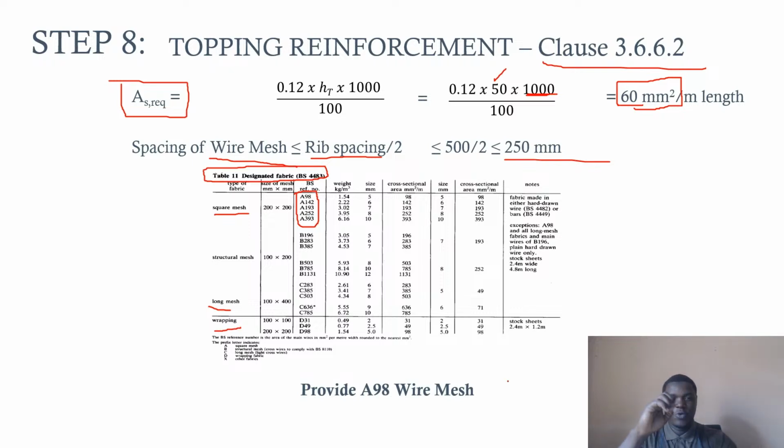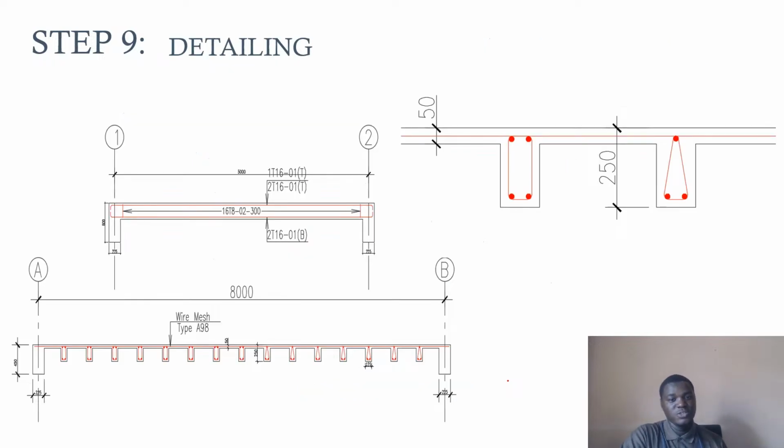So now we've completed the design from step 1 to step 2. We've been able to design for the tension reinforcement, we've checked for shear, we've checked for deflection, and then we've provided wire mesh for the topping reinforcement. But the last step we are going to be doing is the detailing. So here we want to detail the slab. I think some people in the comment section are asking us to provide a sketch. So I think you are going to see the sketch here.